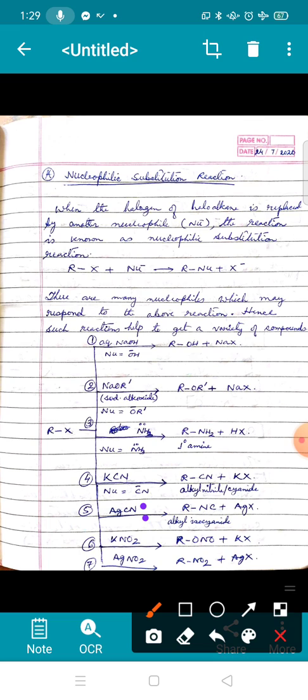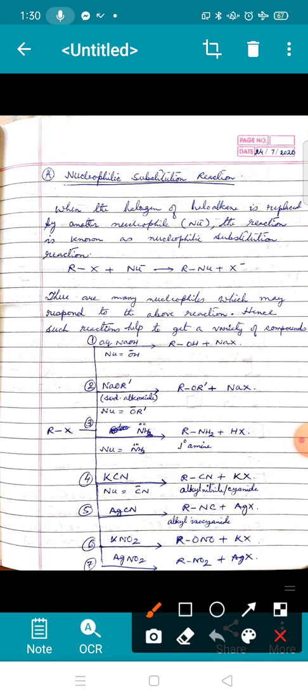Such nucleophiles which can attack from two different sites. CN, you can see when it is with potassium it has attacked through carbon, and when it is with silver it has attacked through nitrogen. Such nucleophiles are called ambident nucleophiles. This year also a question came based on this in the board exam.